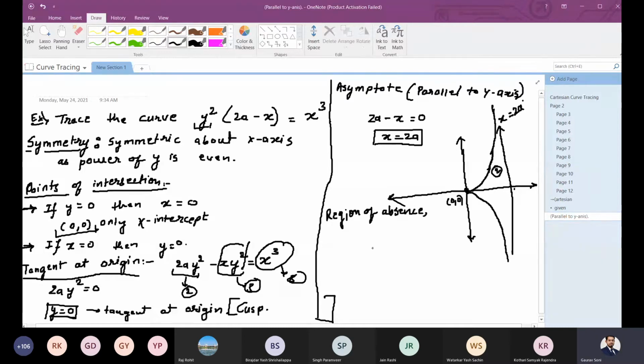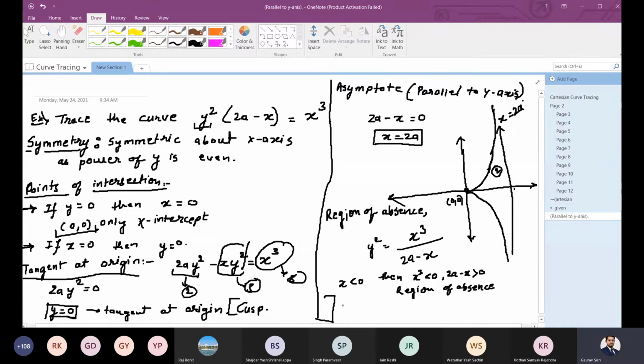So in this case, what I will do is I will write down y square as x cube upon 2a minus x. So if you take x less than 0, then if x is less than 0, x cube will of course be negative, right? And denominator will become positive. So x cube less than 0, 2a minus x greater than 0. No value of y, I mean, this is the region of absence. Once we get this, we can conclude that this is the region of absence.